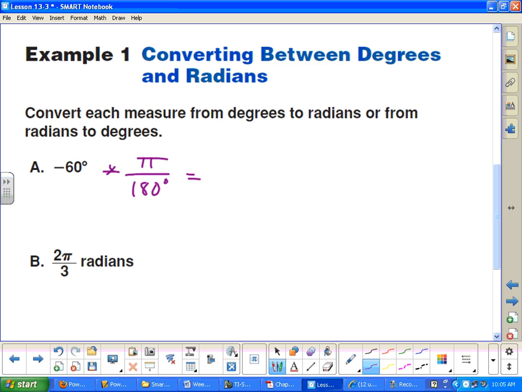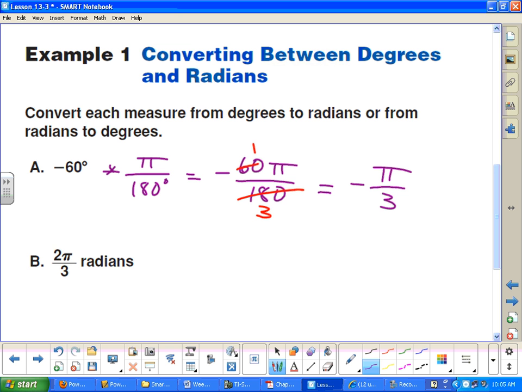So this is negative 60 pi over 180. And then it's just a matter of reducing this fraction. How many times does 60 go in 180? 3 times. Okay. So that means that we have a 3 here and a 1 here. And so this answer is negative pi over 3. Right? We're not going to put the 1 there. Right? And that's how I read that. We'll say it's negative pi over 3.